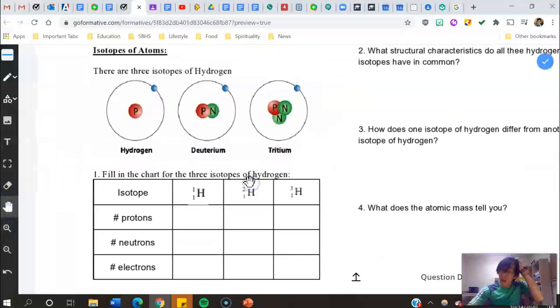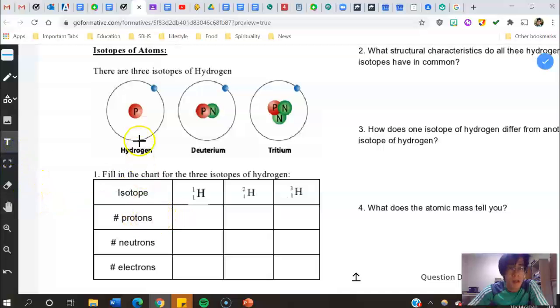Alright, so there are three isotopes of hydrogen. The first one right here is hydrogen by itself, and then this one is called deuterium, and the third one is called tritium. Tritium, I think that's how I say it. So you're going to fill in the chart for three isotopes of hydrogen, and we're just going to examine the protons, neutrons, and electrons that we have done before, just looking at the pictures this time. All right, so let's use the text box item.